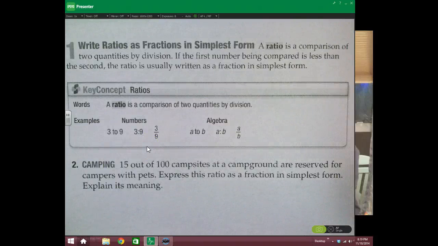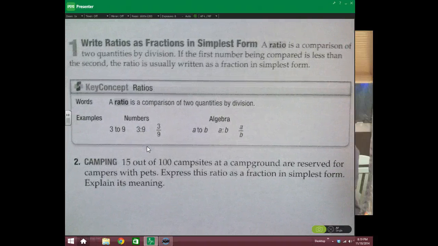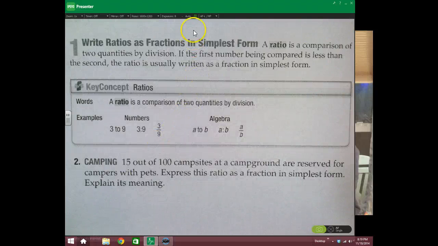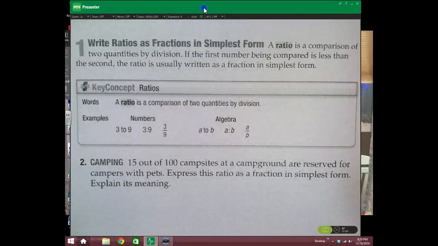Okay, so here's a video for Pre-Algebra, section 6.1, work with ratios. This section is primarily just about ratios. So I guess real quick before I jump into it, what is a ratio? Well, it's a comparison between two quantities by division. That's kind of the way the book puts it.